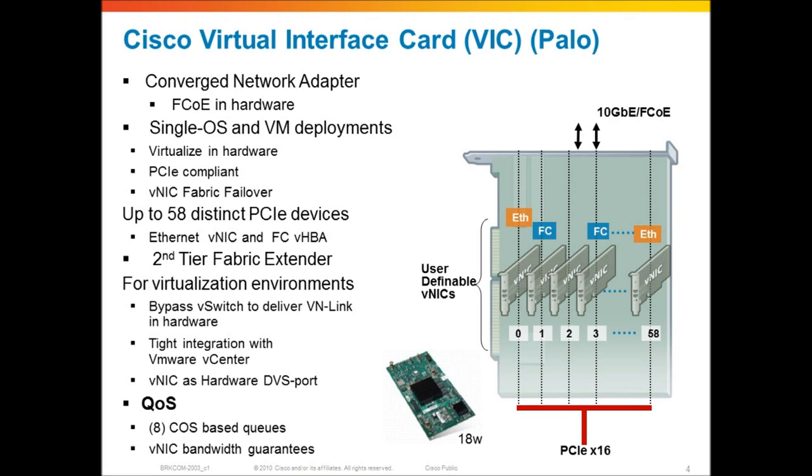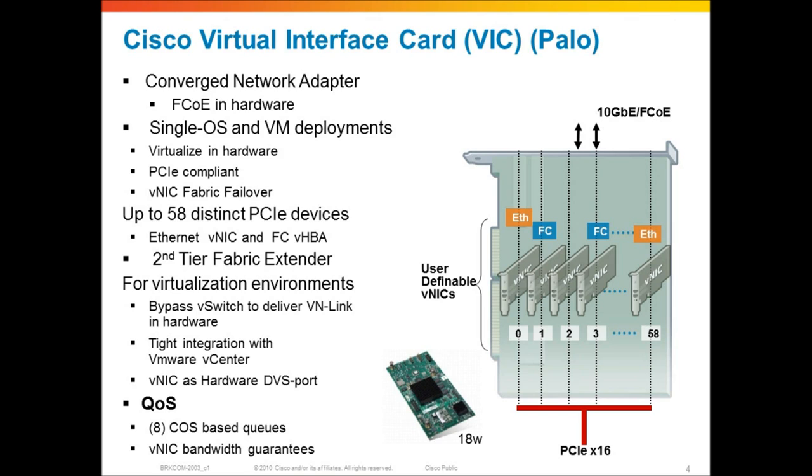It can be defined to present itself as many as 58 different virtual adapters to the server that's utilizing it. So any combination of Ethernet or Fibre Channel, each one of these virtual adapters presents itself on the PCI bus as a unique physical adapter. And each one of these virtual adapters has its own virtual cable that runs all the way up to the fabric interconnect to its own virtual Ethernet port. And all of that is dynamically provisioned when you define this in the service profile.